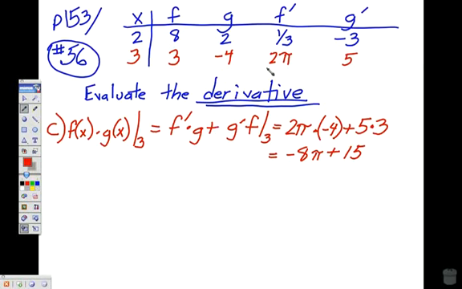We got to use the f prime and the g prime, but we also have to use the f and the g, because the product rule includes those. So everything gets lumped in there. All right, good. Let's go on to part D.